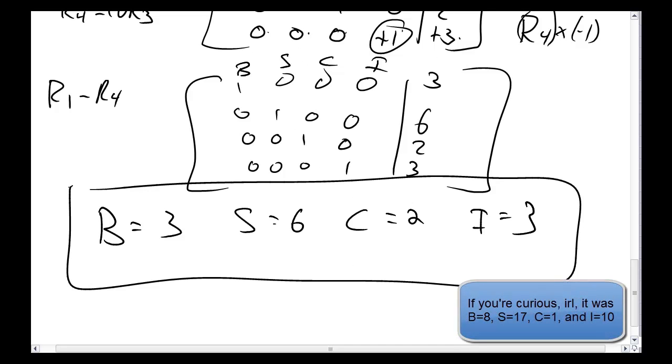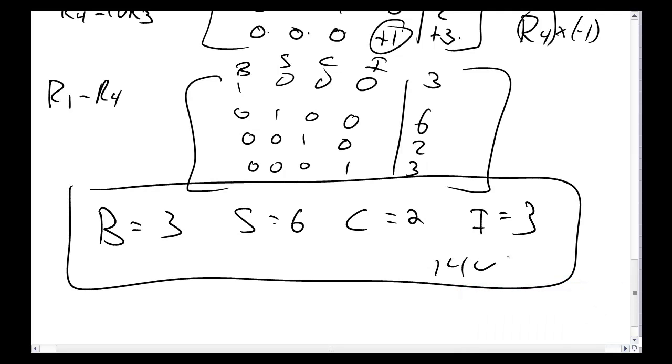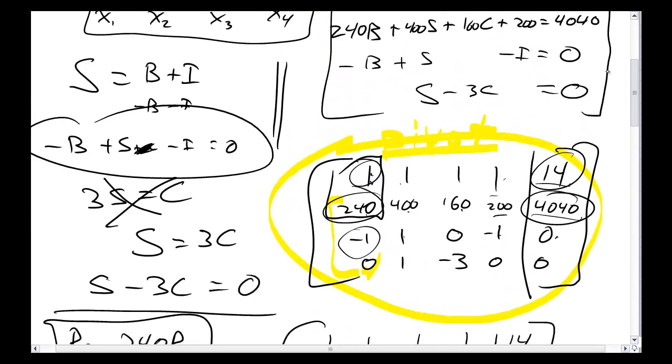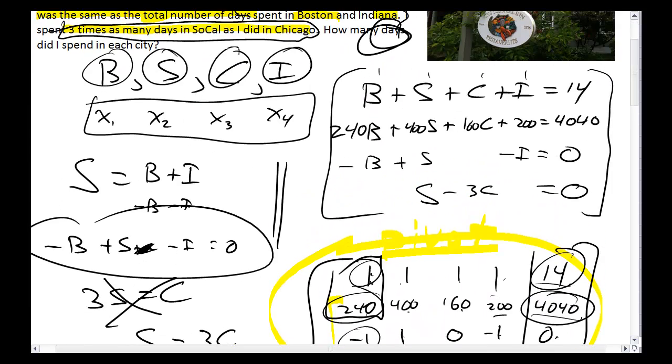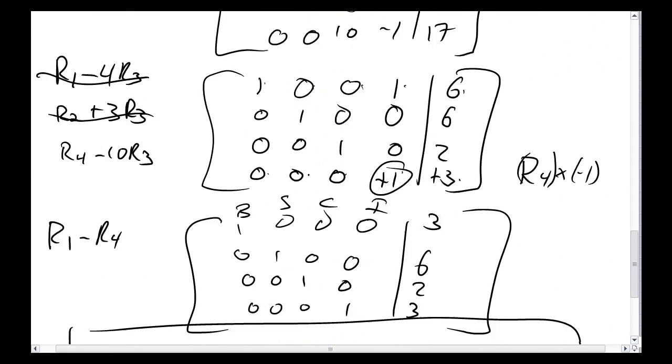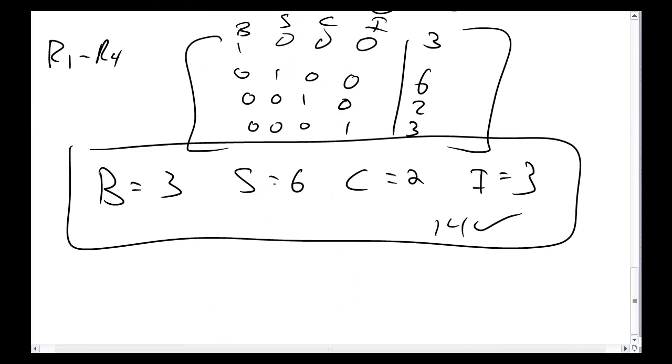If I were to add these all up together, they add up to 14, which is a good check because I spent 14 days total. And if I multiplied each of these by the different monies that I spent per night, I would find out that it did add up to 40/40. That's a way you could check your work if you thought you might have done something incorrectly.